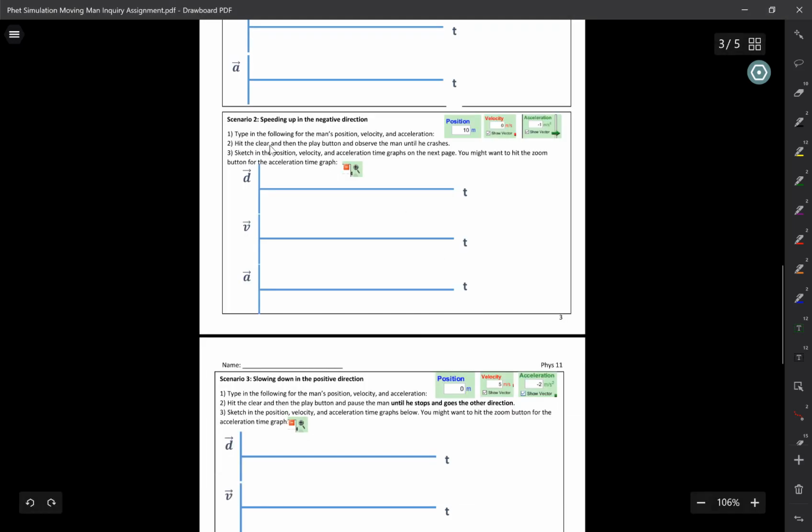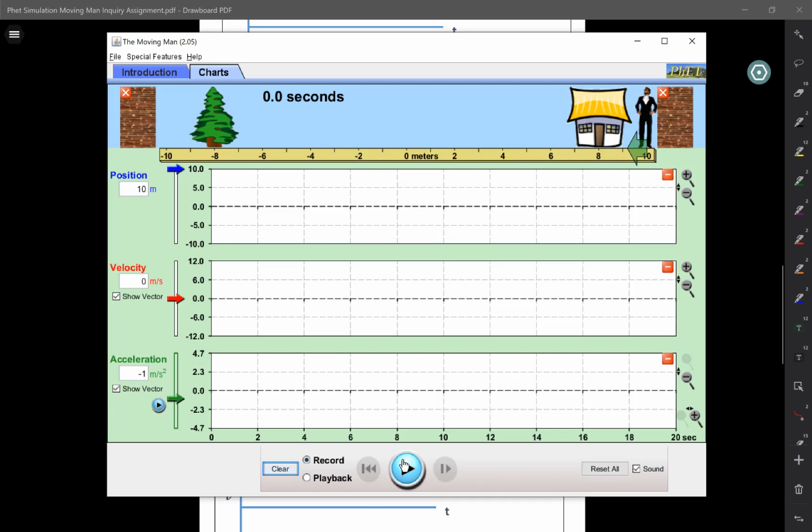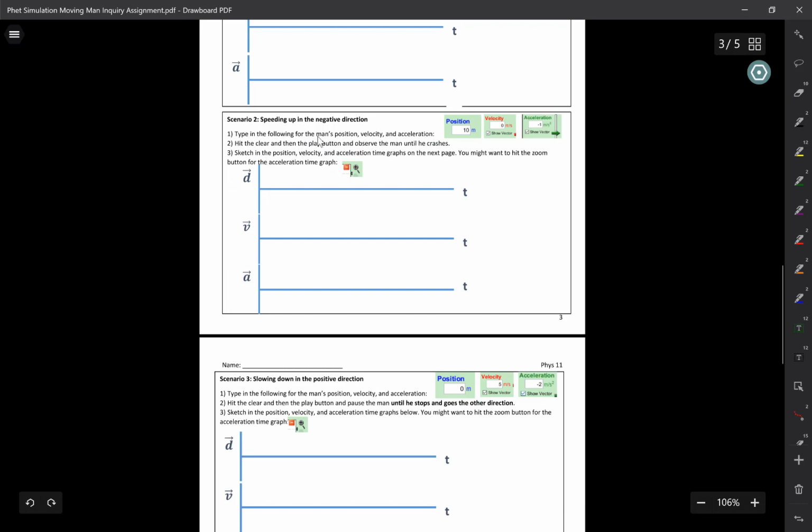Not yet. Hit the clear and then the play button and observe until he crashes. So we're going to clear it first because we want a new fresh graph. Then we hit the play button. You play the scenario. You draw it in. See what happens. There you go. And of course, zoom in if you need.